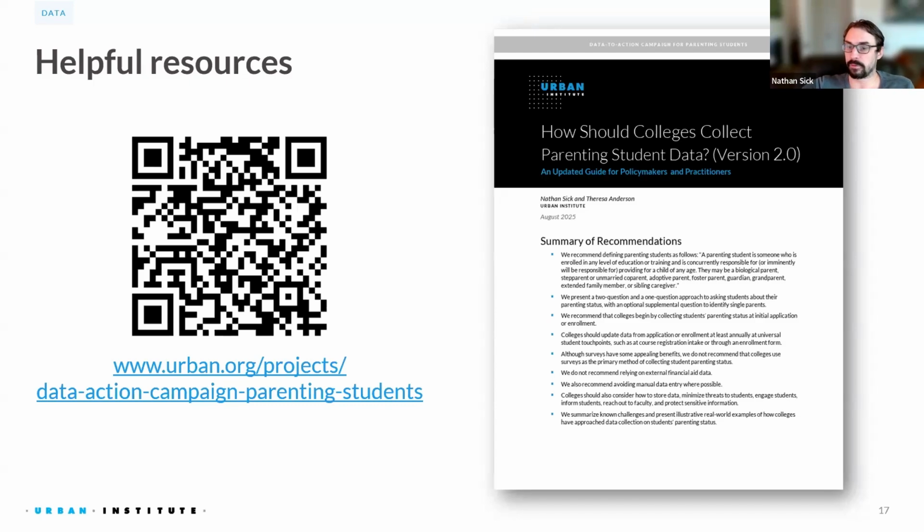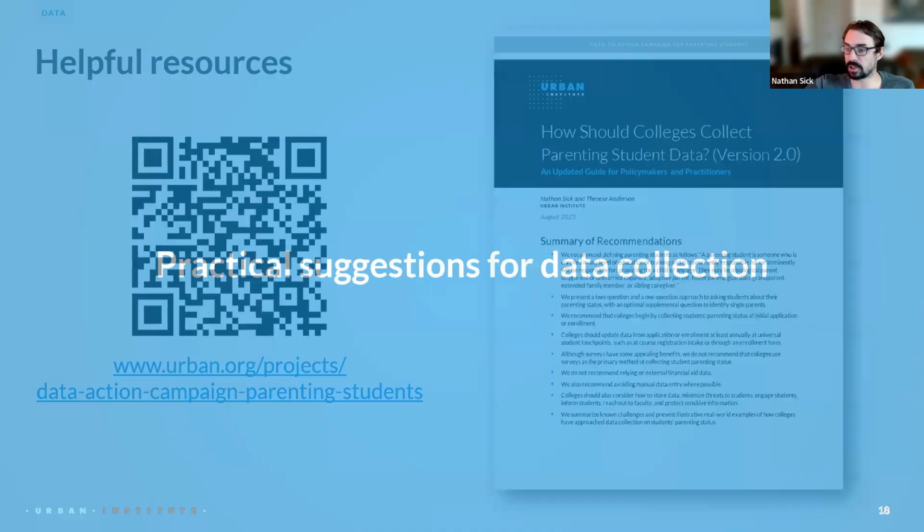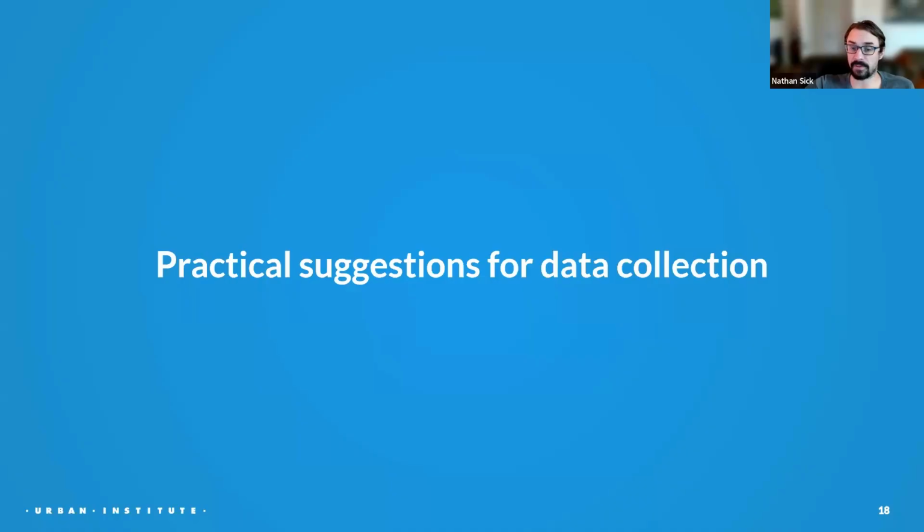This paper is a version 2.0 that we published. The first version was published earlier on in the Data to Action campaign, and the second version was after we'd worked with colleges for a couple years and learned quite a bit more. There will surely be a version 3, but version 2 is definitely much improved from version 1.